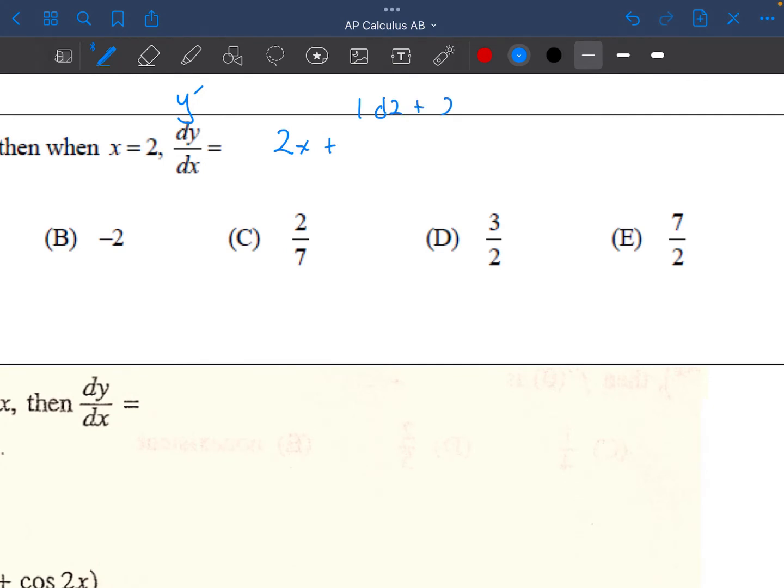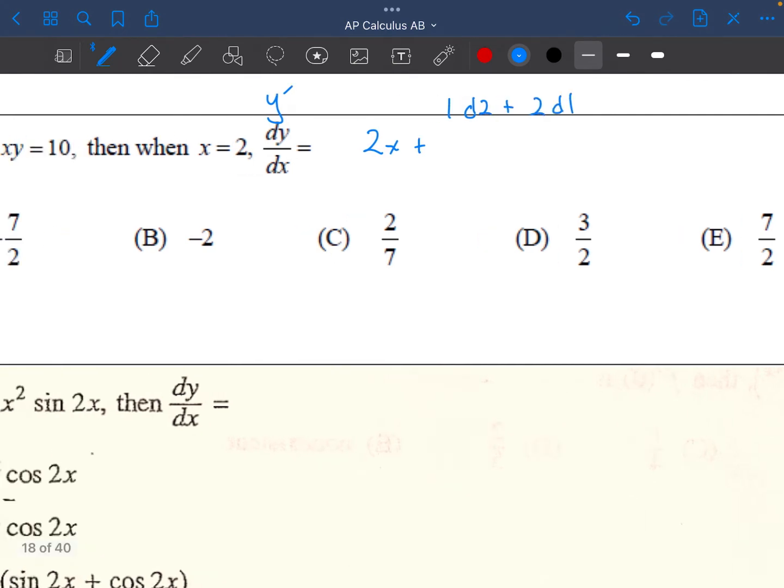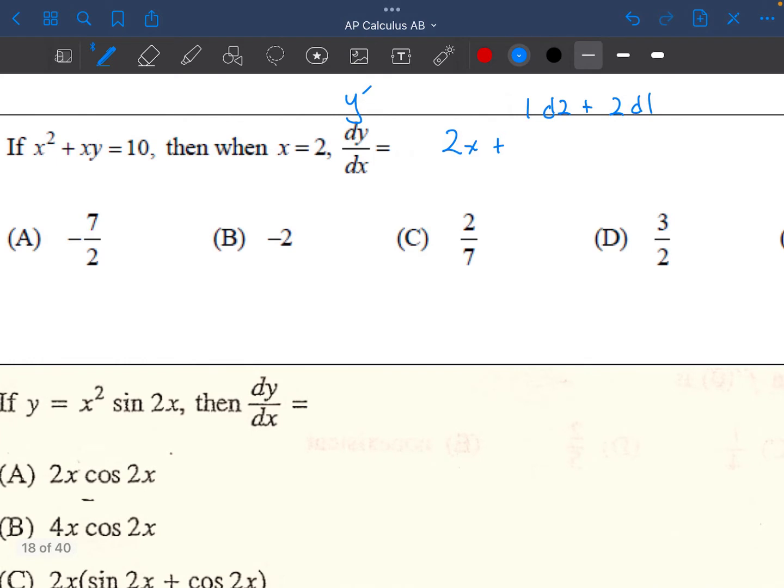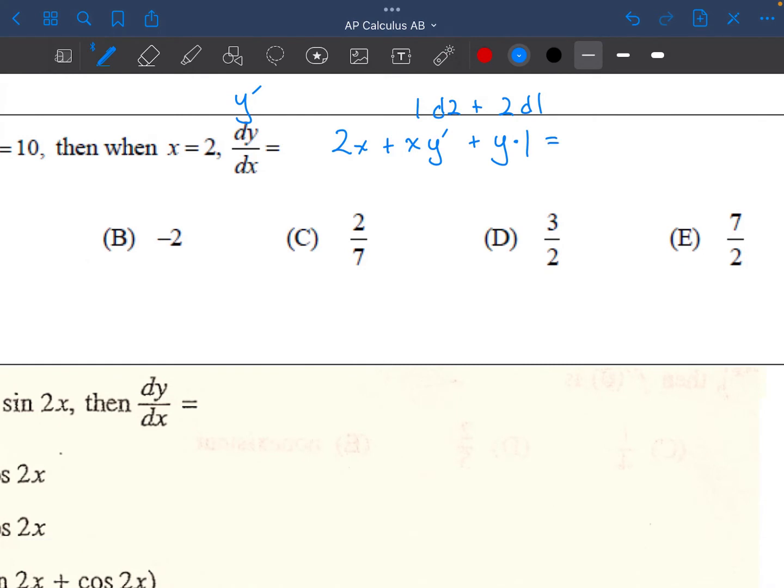1d2 plus 2d1. So what is 1? 1 is x. What is d2? Well, 2 is y, so the derivative of y is y prime. Plus, and then 2 is y, d1, the derivative of x is 1. So y times 1. All right, I have all the derivatives taken on the left-hand side.